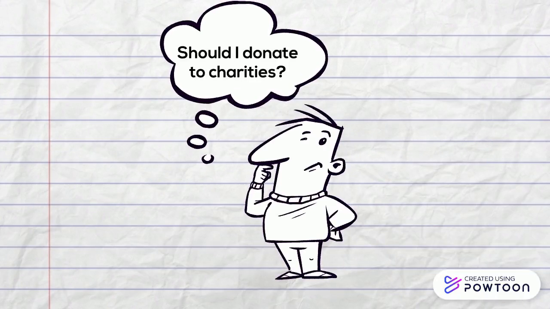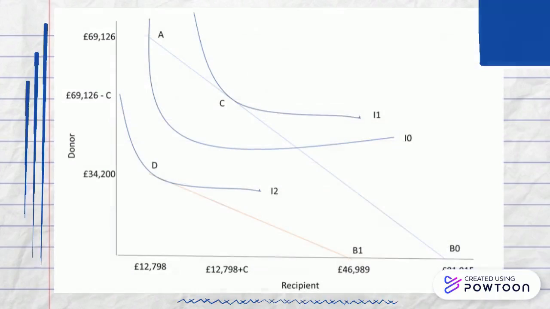The question that most people face is whether they would be better off if they gave some of their income to charities. It requires a relevant budget constraint. The budget constraint shows the amount the donors can afford to donate in respect to all their income.